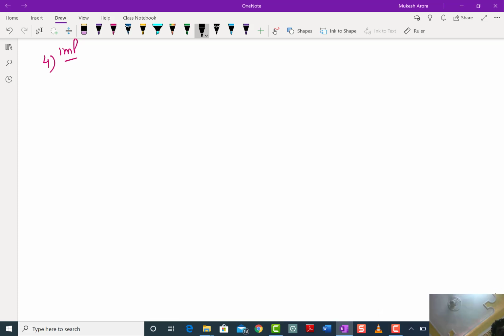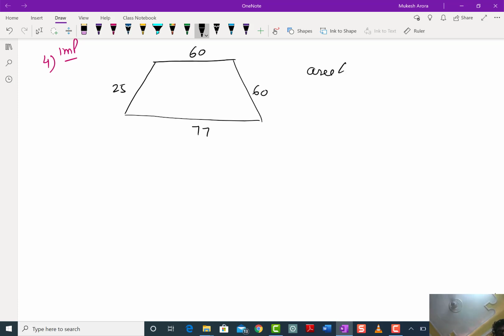Question is, find the area of a trapezium whose parallel sides are 77 and 60 and non-parallel sides are 25 and 60. Find the area of trapezium.